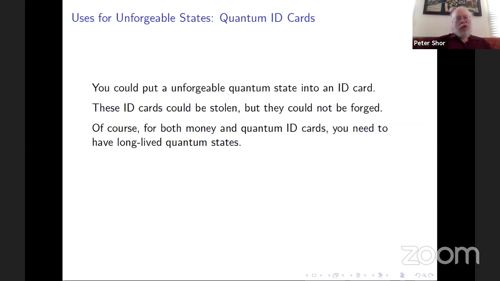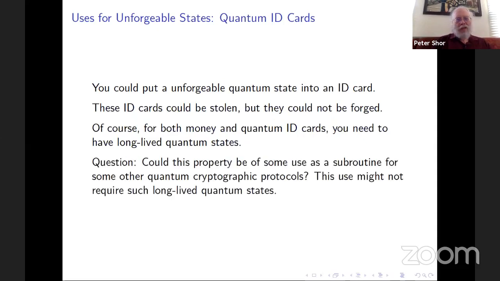So one possible question is, could this property be of some use? Could our quantum money states be of some use as a subroutine for other quantum cryptographic protocols that don't require such long quantum states? And I think Mark Jandry has said something about this, but I'm not going to go into it.